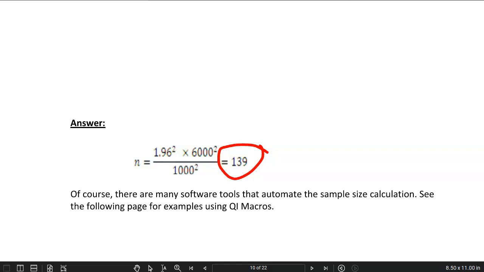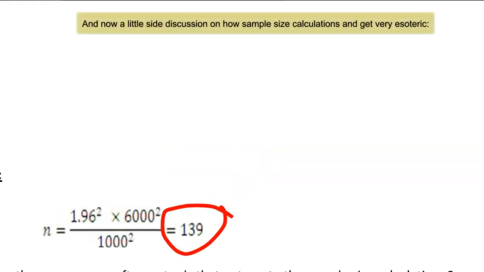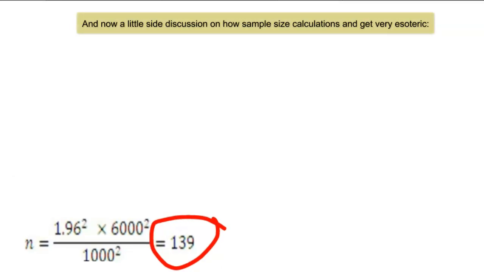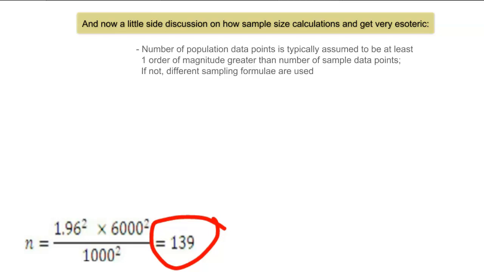There are sample size calculators that you can use as well. So right in Microsoft Excel's QI Macros, there is a sample size calculator in the menu, and you can just plug in the values that you've got, and it will then spit out what the sample size will be. All of these sample size calculations assume that your samples are much, much smaller than the underlying population, or that the population data is much, much larger.